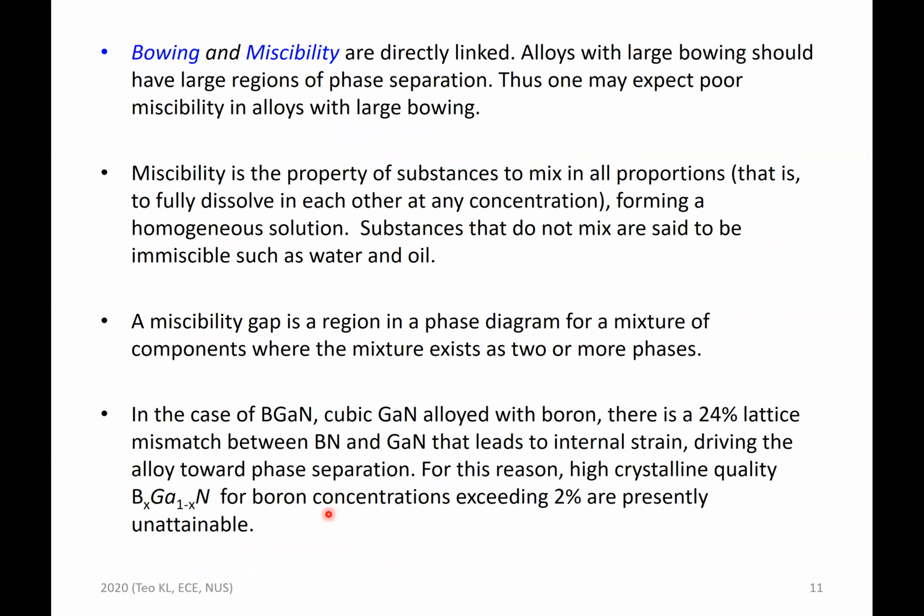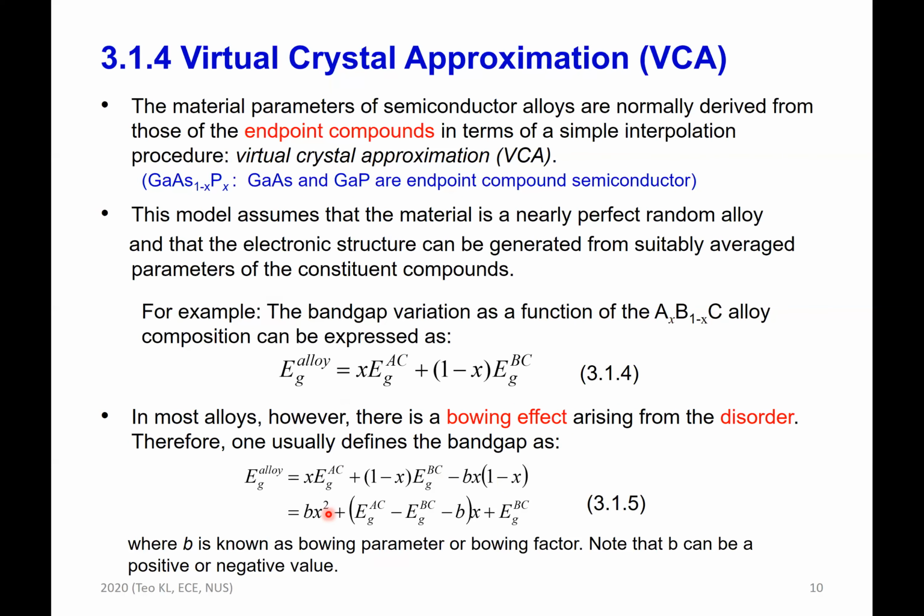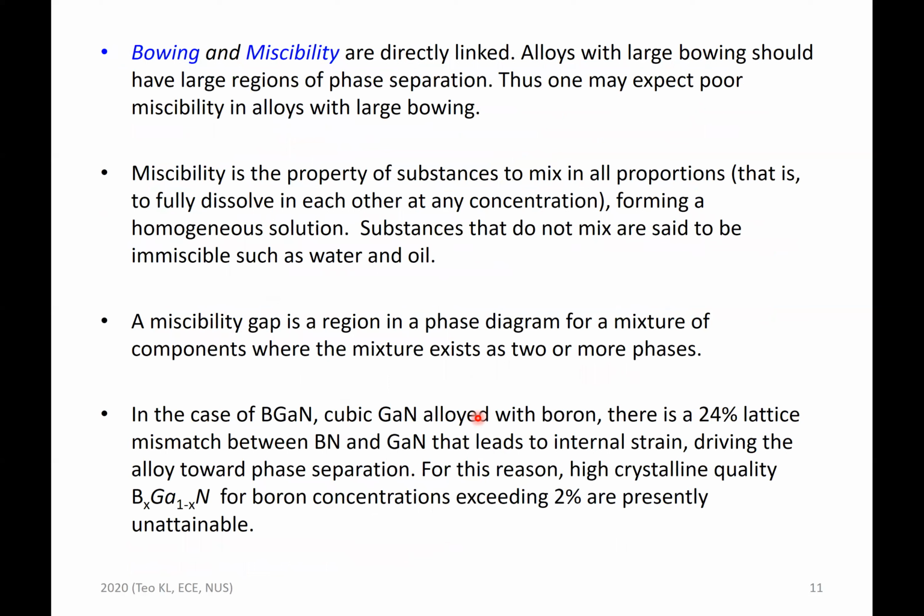Now, bowing itself, this word bowing is due to the disordering in the semiconductor and is also linked with the miscibility. Alloy with large bowing will have a large region of phase separation. So one may expect poor miscibility in alloy with large bowing.